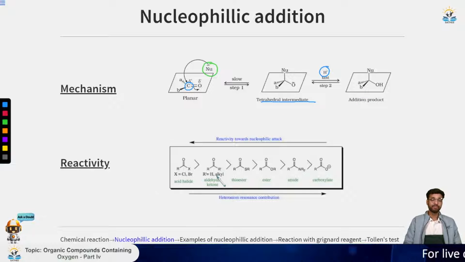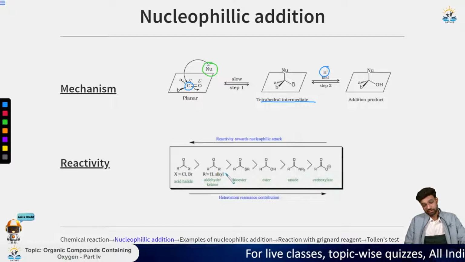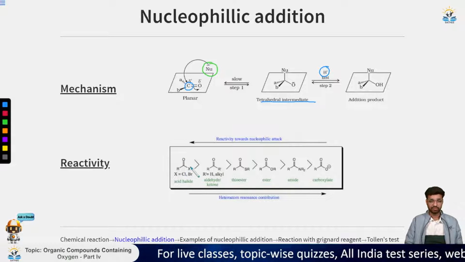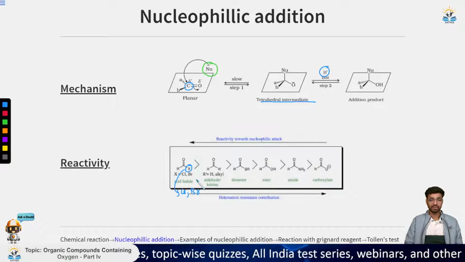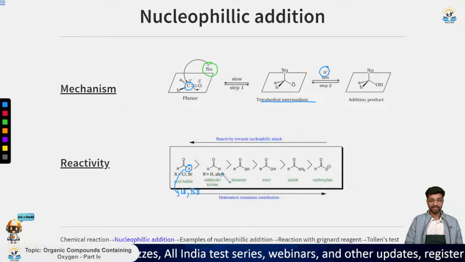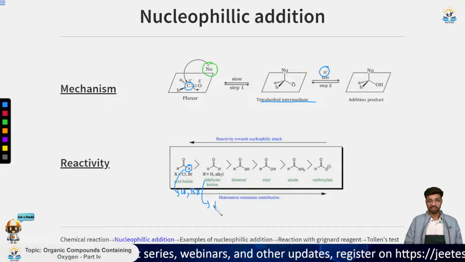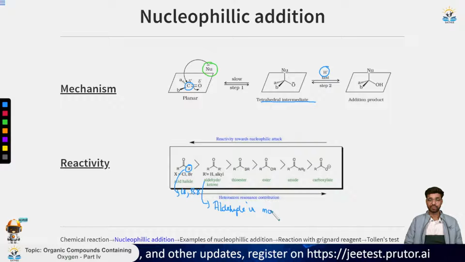Now moving on to reactivity. This is the reactivity order. These are the various carbonyl compounds we have, including carboxylic acid and its derivatives, aldehyde and all of those carbonyl compounds. The most reactive one here is the acid halide, where X stands for chlorine or bromine. It is the most reactive one. Then we have the aldehyde and ketone, which are second. And if you consider them specifically, the aldehyde is more reactive.